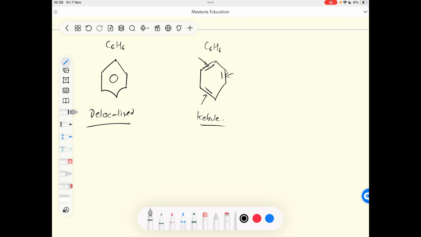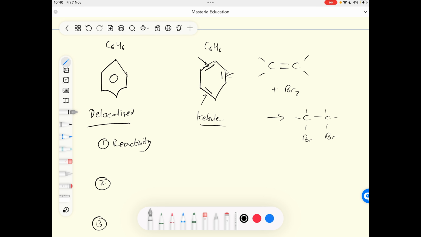Now, there are several reasons why the Kekulé model isn't preferred to the delocalized model. There's actually 3 reasons that we need to know about. Reason number 1 is to do with its reactivity. So in the Kekulé model, it has the functional group of an alkene. This means the Kekulé model should react how an alkene should react. Now, we know from earlier in the course that alkenes can react very easily with bromine in order to form a molecule like this in an addition reaction.